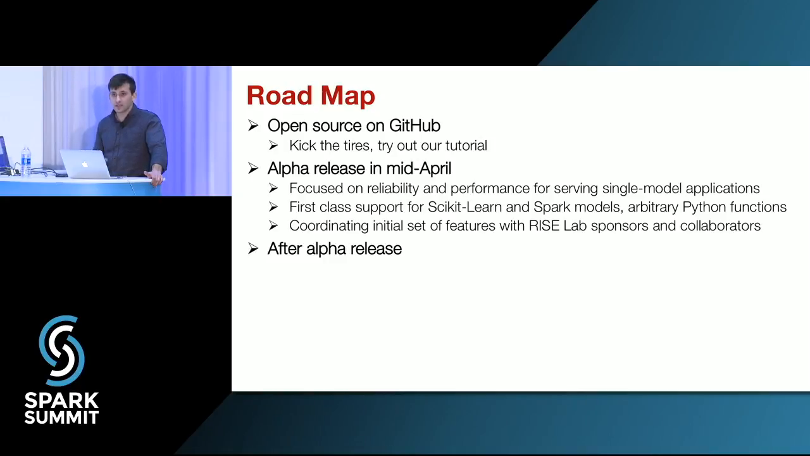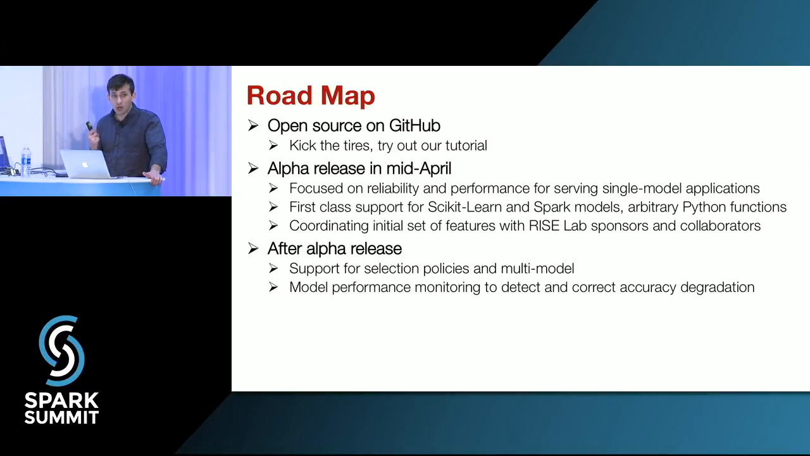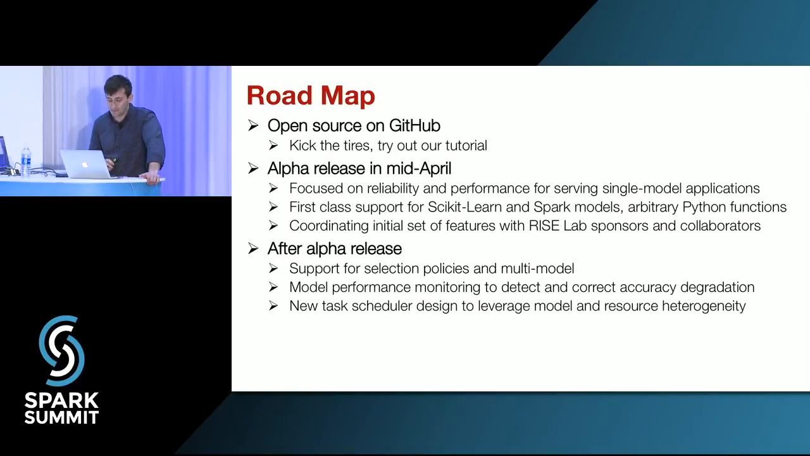And then after the alpha release, this spring and summer, our next priorities are fully supporting this entire model lifecycle, supporting selection policies and multi-model applications, providing model performance monitoring and anomaly detection and correction so that we can detect when someone changed feet to inches and now your accuracy is terrible, which are things that happen all the time. And then we're also hard at work on a new task scheduler design to really take full advantage of this heterogeneity that I mentioned before.